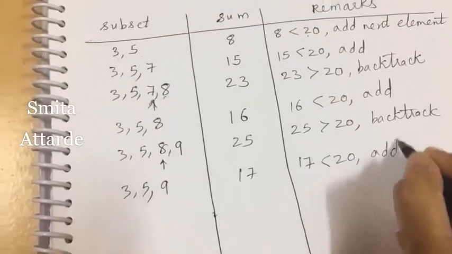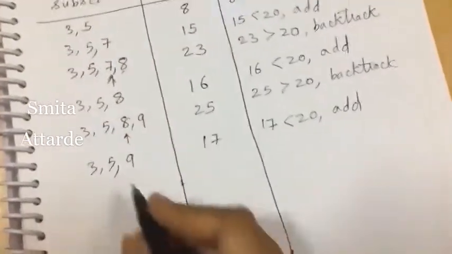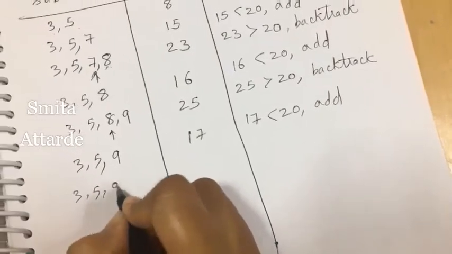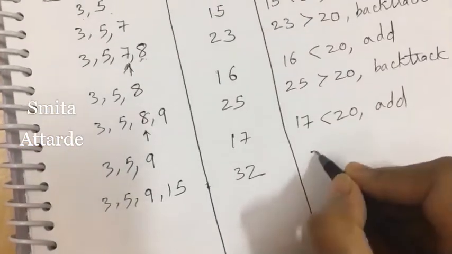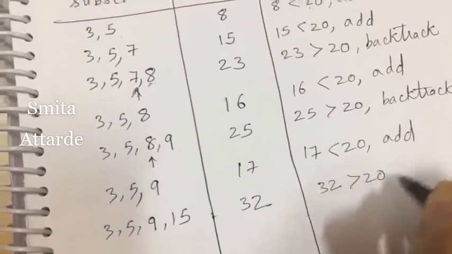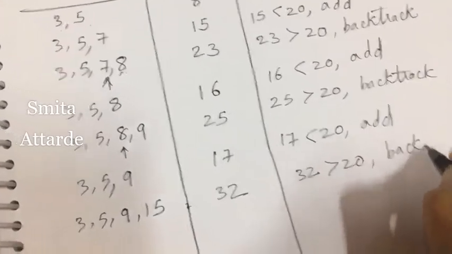So I'll add the next element. So 3, 5, 9. Now after 9, the next element is 15. So I get here 32. So 32 is greater than 20. So backtrack.